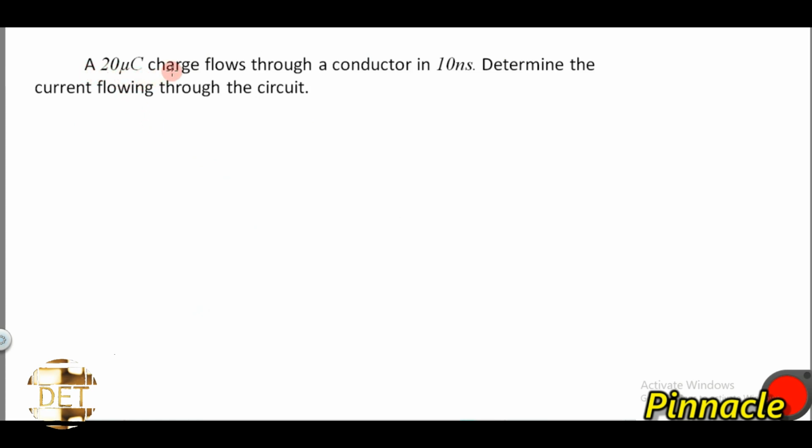A 20 microcoulomb charge flows through a conductor in 10 nanoseconds. Determine the current flowing through the circuit. So let's put our solution here. The first thing I want to do is to bring out the parameters. If I read again, a 20 microcoulomb charge, what does that tell you? It tells you charge, which is Q. So Q is equal to 20 microcoulomb.